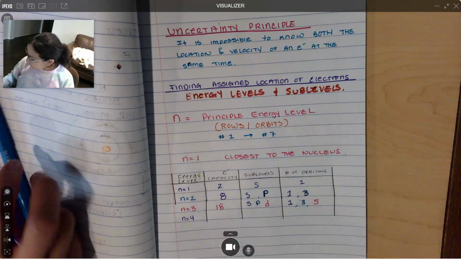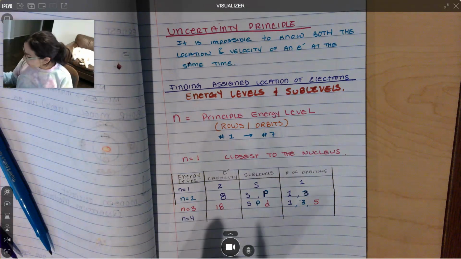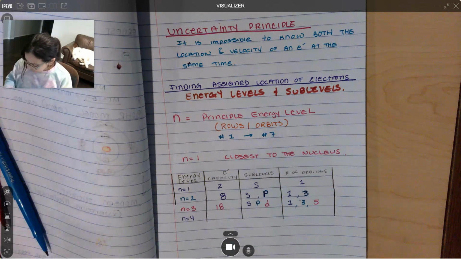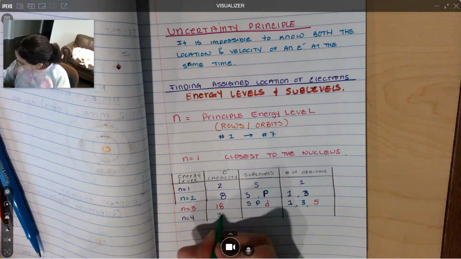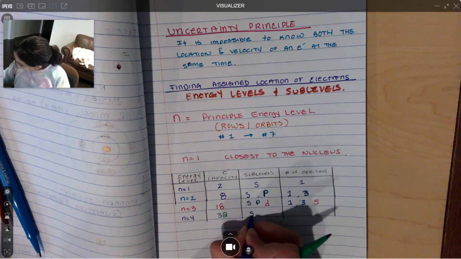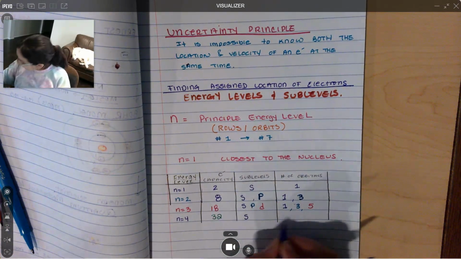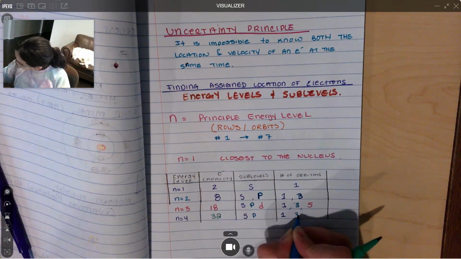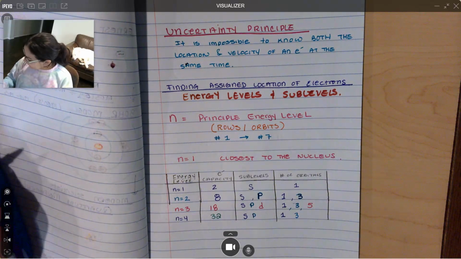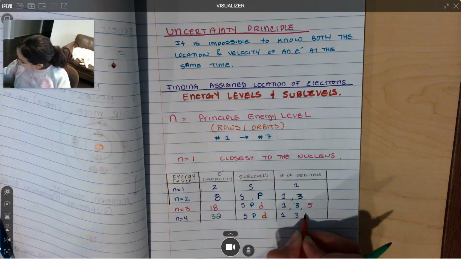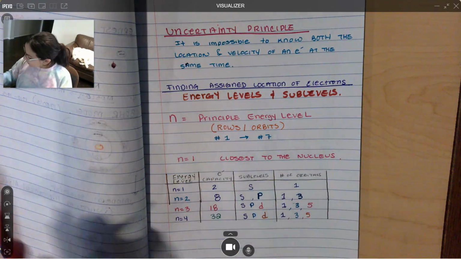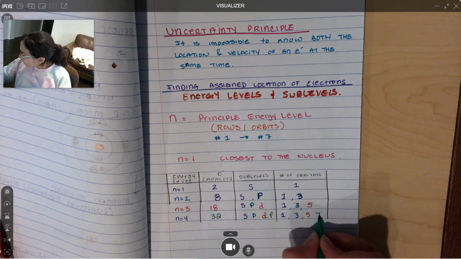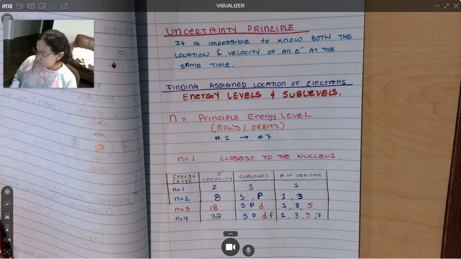All right. Now we're going to go to n is equal to 4, and in n is equal to 4, it can hold a maximum of 32 electrons. And it's composed of an s sublevel that has 1 orbital in it, a p sublevel that can hold 3 orbitals in it, a d sublevel that can hold 5 orbitals in it, and an f sublevel that can hold 7 orbitals in it.